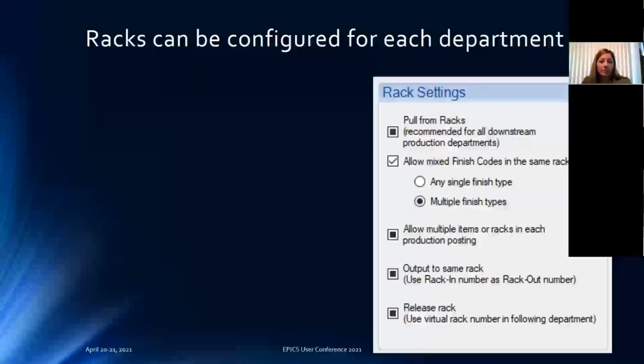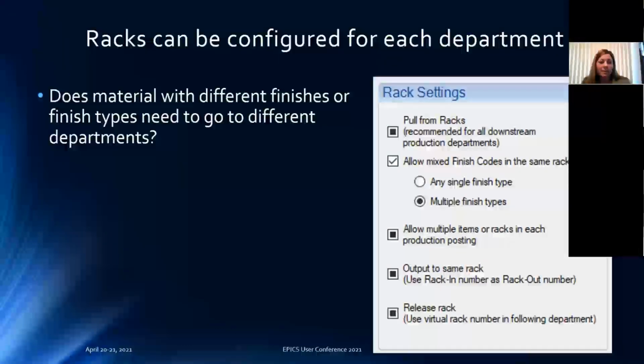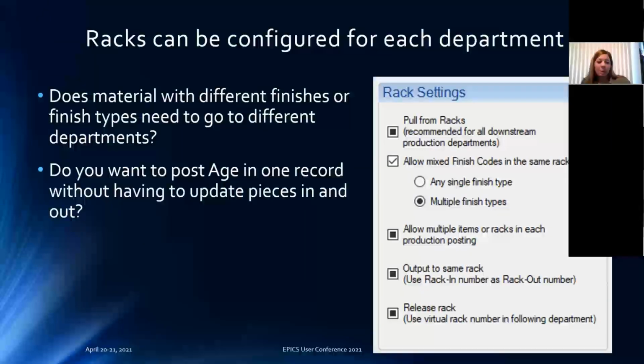You can configure racks a little differently for each department. If you have material that has different finishes, on the department settings for each department you can change various ways that previous departments can load material. If you don't want mixed finishes or mixed finish types on the same rack, you can separate those so that EPICS won't allow you to put that material on the same rack. As Scott showed earlier, by posting in your age department, you can set it so that your department has one record in without having to update pieces in and out. It will automatically keep the rack the same as it comes in and goes out if it's not a department that's going to be changing or counting the metal or actually processing the rack by piece. That will help you move that rack through the department quicker.